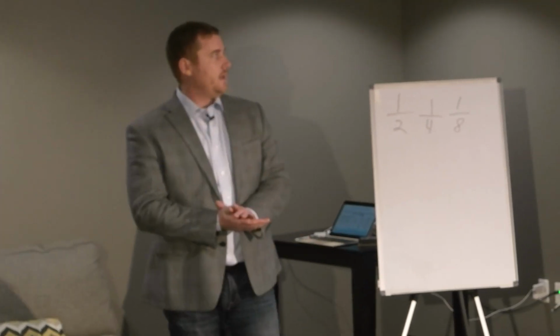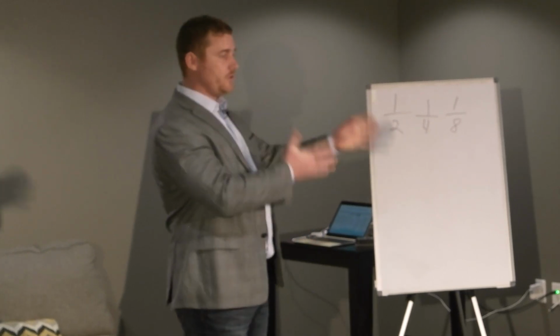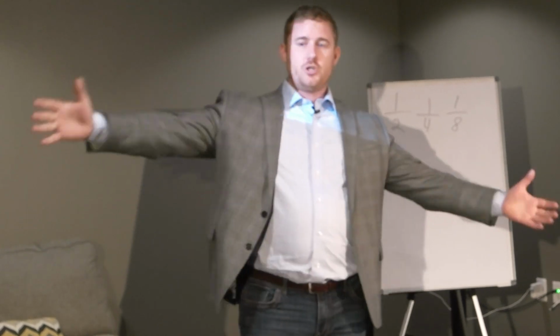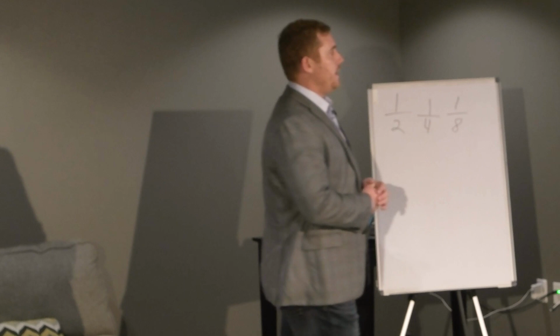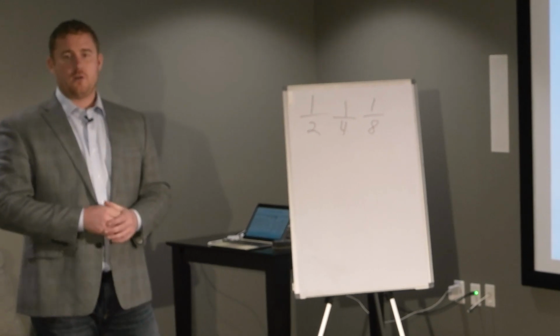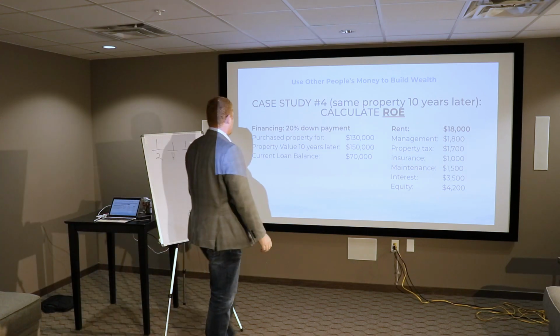Okay, this one's fun. Now we're going to talk about ROE, right? We talked about all these, we're looking at first year benefits, but now let's look at the same property, but let's push it out 10 years, okay? So a decade later, we've got a few more gray hairs, a few more eviction or tenant stories under our belt, and now we want to look at our return on equity. How well is our capital performing?